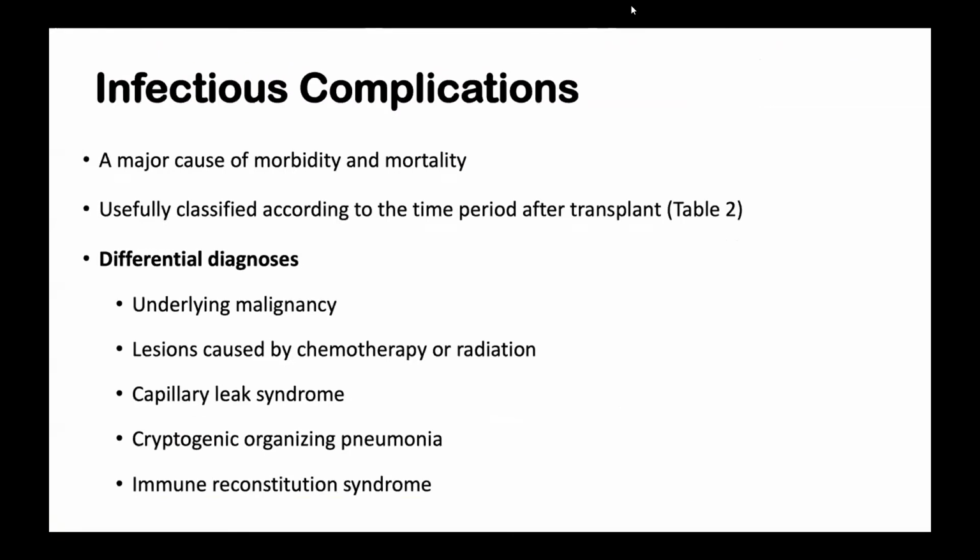Now, coming to the infectious complications, they can be a major cause of morbidity and mortality, usually classified according to a time period after transplant. And the differential diagnosis, as mentioned already, you can think about underlying malignancy, which can be primary lung or chest wall related, or it can be metastatic disease. And of course, treatment can also cause lesions. Chemotherapy or radiation can cause lesions which are similar to infectious complications, capillary leak syndromes, cryptogenic organizing pneumonia, and immune reconstitution syndrome as well.